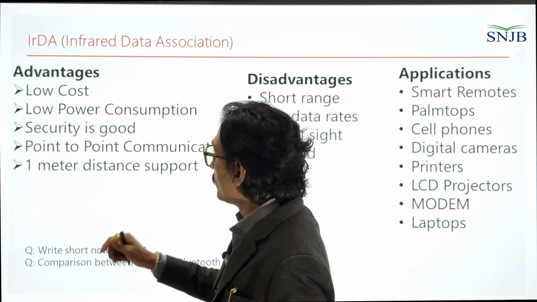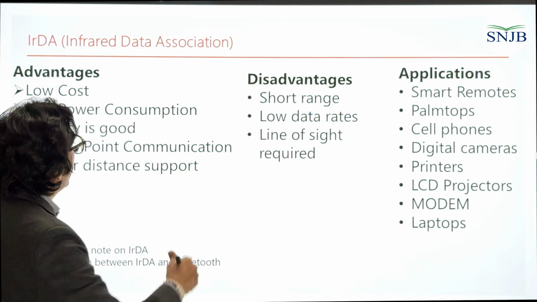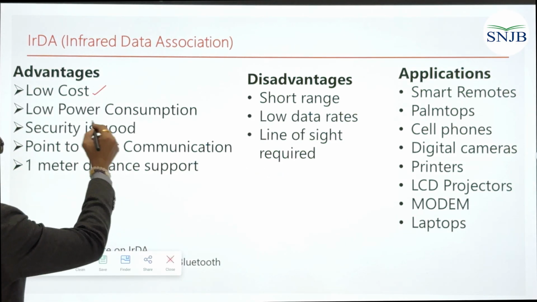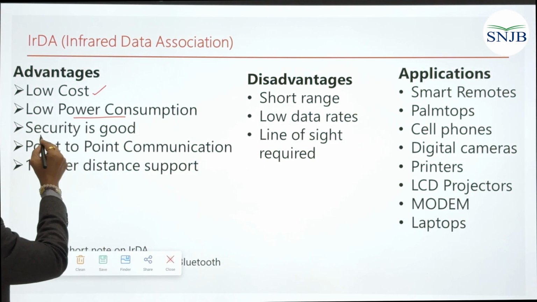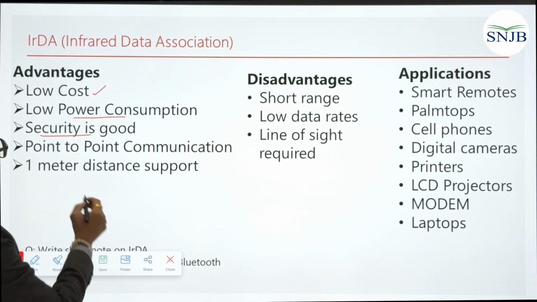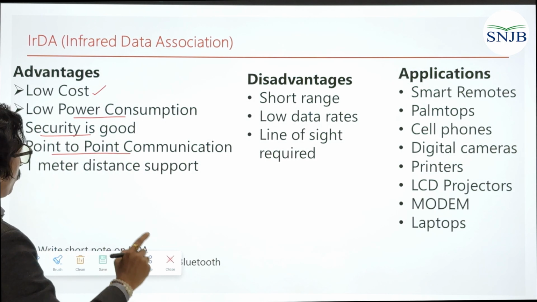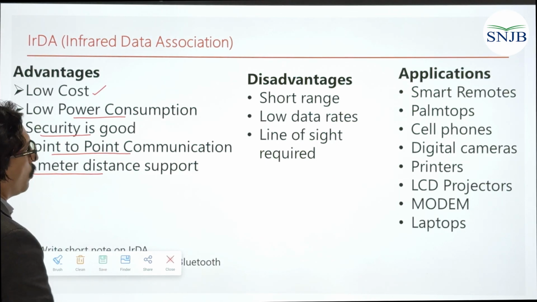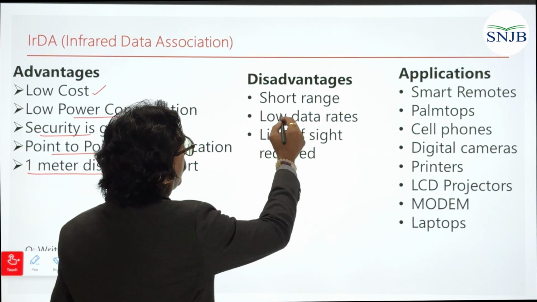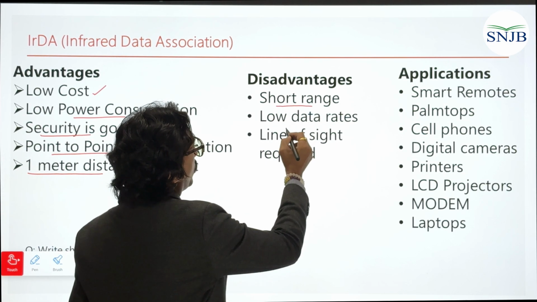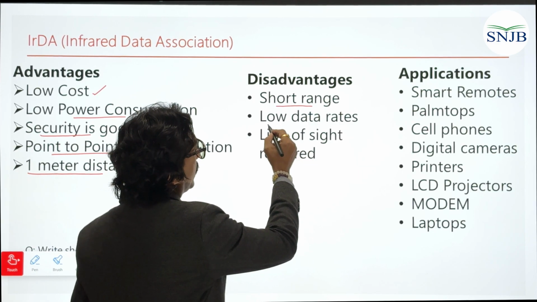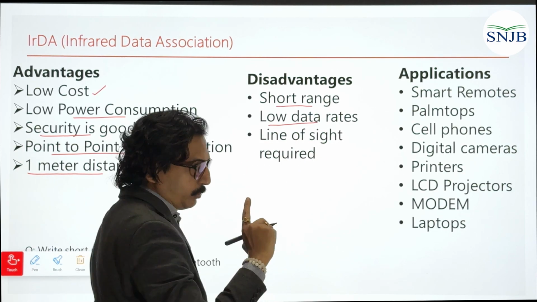It has a few advantages: low cost, low power consumption, and good security. It is point to point communication and line of sight is required, which is why 1 meter is the only distance. The disadvantages are only short distance, low data rates, and line of sight being required.